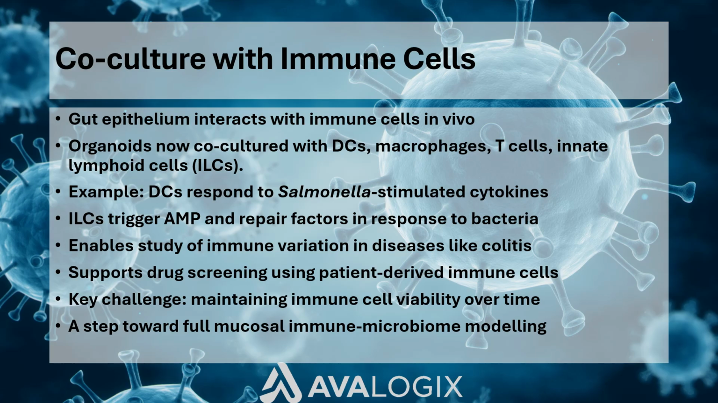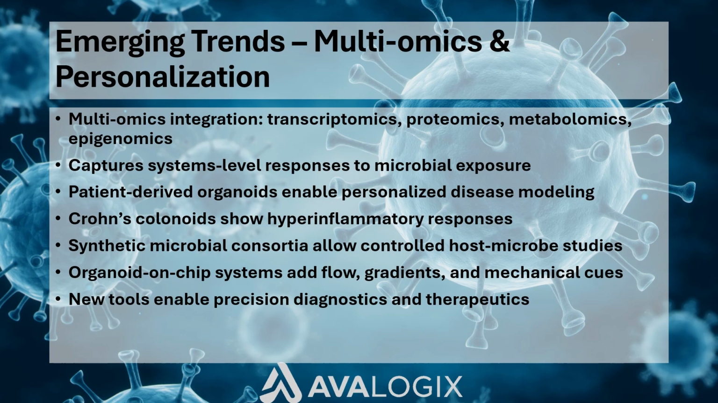These co-culture models allow for sophisticated experiments. For instance, by using immune cells from patients with inflammatory diseases like ulcerative colitis, you can test whether their immune responses to bacterial exposure differ from healthy controls, and perhaps even screen for immunomodulatory drugs. It's still an evolving field, and challenges remain, such as maintaining immune cell viability and function over time in culture, but the potential is enormous. In summary, integrating immune cells into organoid systems brings us one step closer to modeling the full complexity of the mucosal immune microbiome interface.